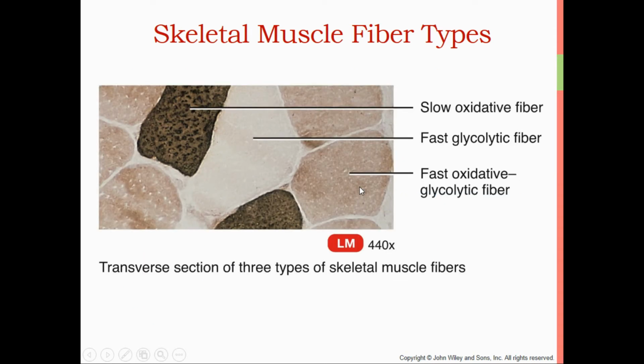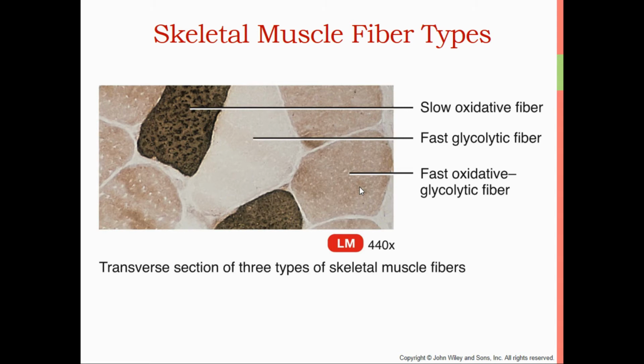So here's a cross-section of a muscle, a transverse section of three types of skeletal muscle fibers. This is in one muscle, and we see all three fibers. You can see the very darkest area is the slow oxidative fiber. That's your slow twitch red. The very lightest area of muscle fiber is your white muscle, or fast twitch white, fast glycolytic fiber. And then the intermediate, your best of both worlds, are your fast oxidative glycolytic fibers. So here's how it breaks down.